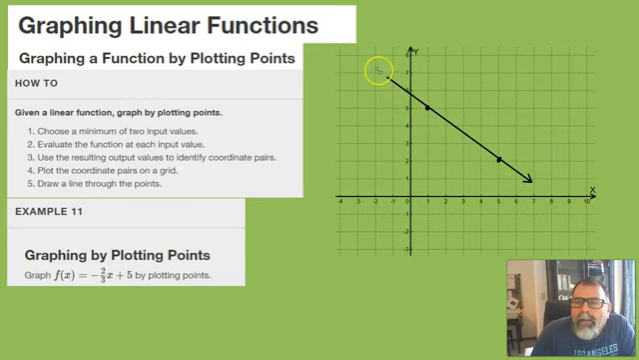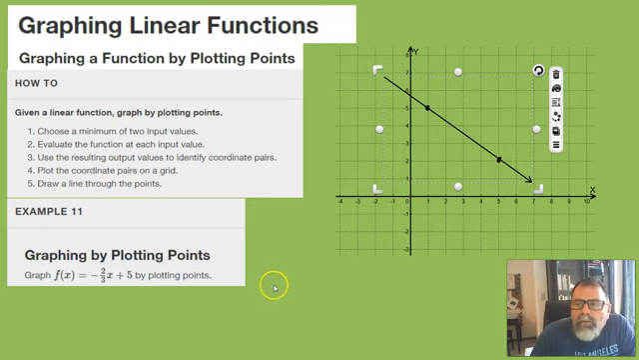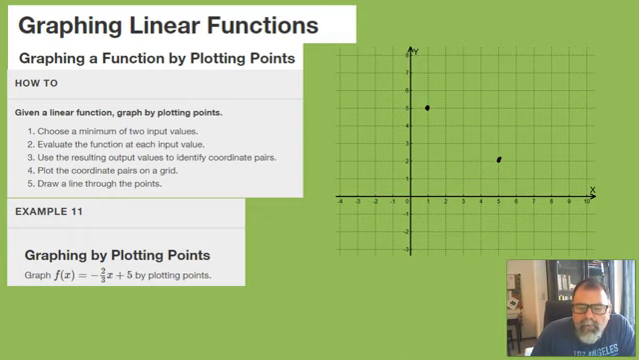Okay, now that's not the line that we want here. I'm just showing you that if you have 2 points, you can draw a line through those 2 points. So the idea then is let's figure out what those 2 points are that satisfy the equation f of x is equal to negative 2/3 x plus 5. I personally like you to do 3 points. So negative 2/3 x plus 5. Because the third point is the check.